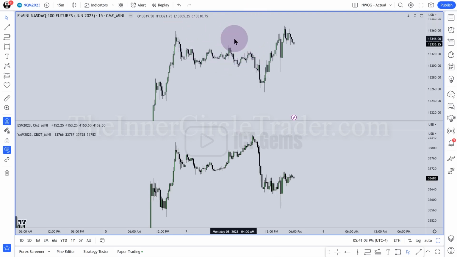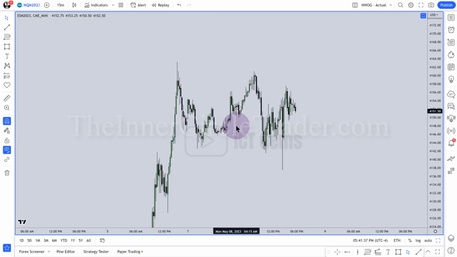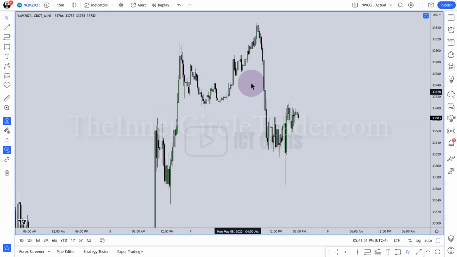But look closer. What do you see? There's a failure here. So this high is higher than this one, whereas this high is higher. We have a very specific time of day, and we're also looking at this divergence, and we're going to take a look at the ES. The ES was able to make a higher high here as well, but it didn't make that higher high there. Notice that?